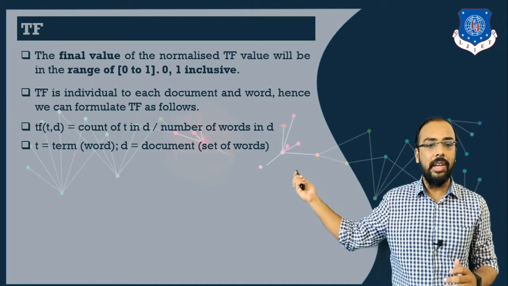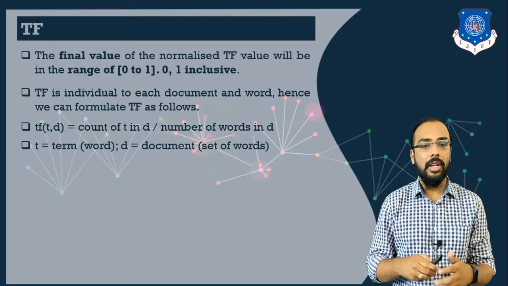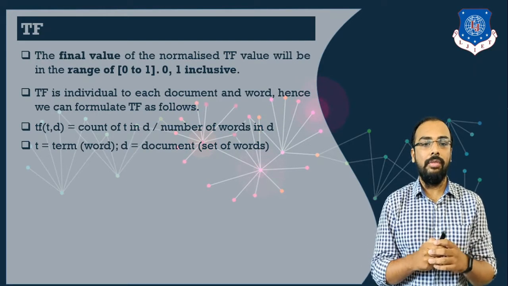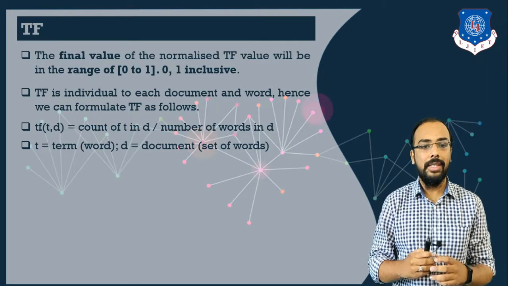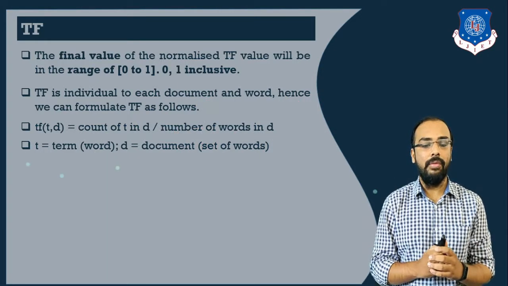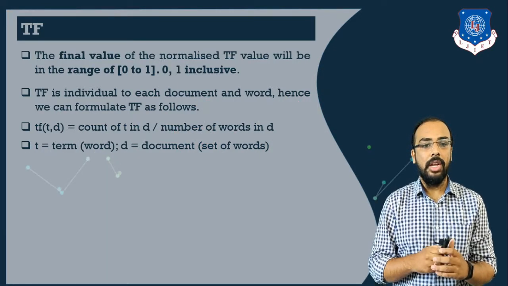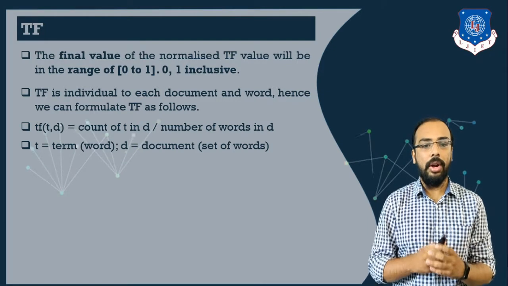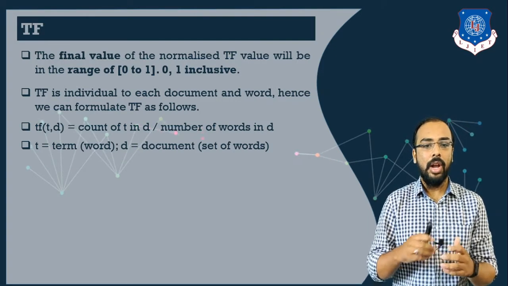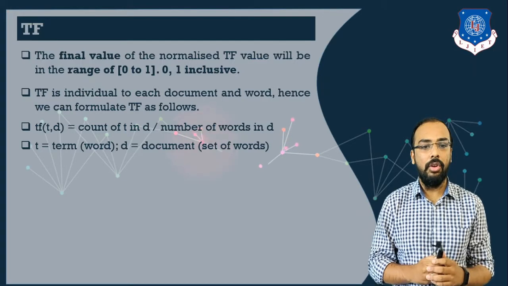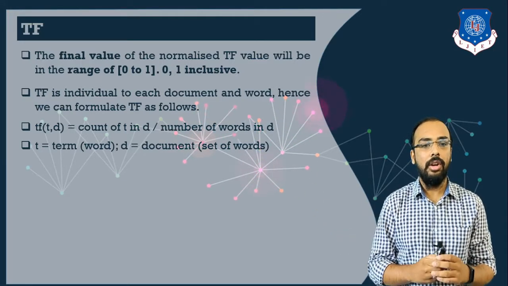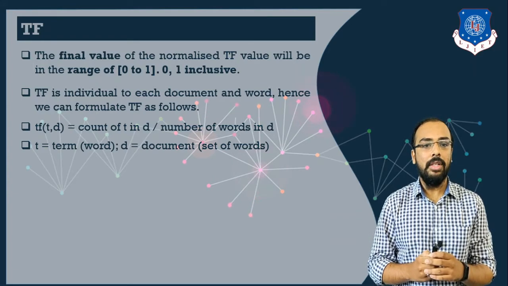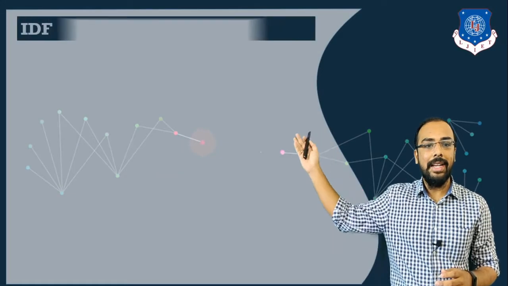That is TF of t comma d. Here t means your term, or a single word, and d means a document, which contains your set of words. So TF of term comma document is equal to the count of the term in our document divided by the number of words in our document. Now we will see what IDF is.